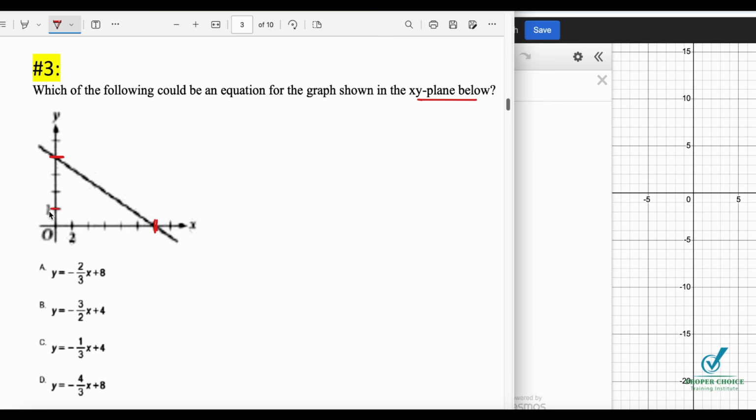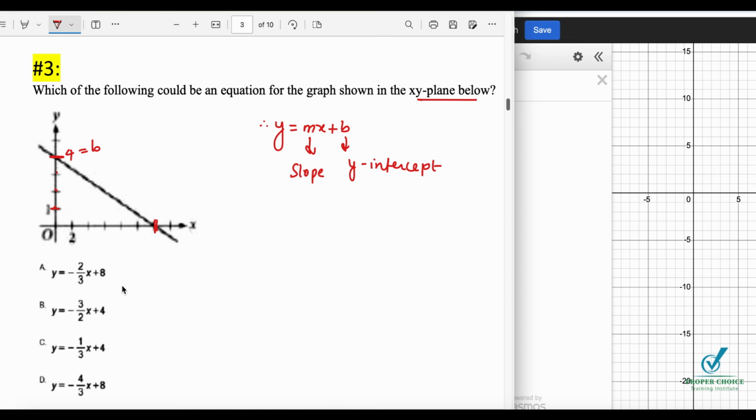The y-axis has been graded with 1, meaning each increment is 1. So if this is 1, then 1, 2, 3, 4. So the y-intercept of the line is 4, the same as B. Generally, the equation of a line is y equals mx plus b, where m represents the slope and b represents the y-intercept. I can see that the y-intercept is 4, so the line should cross the y-axis at 4.